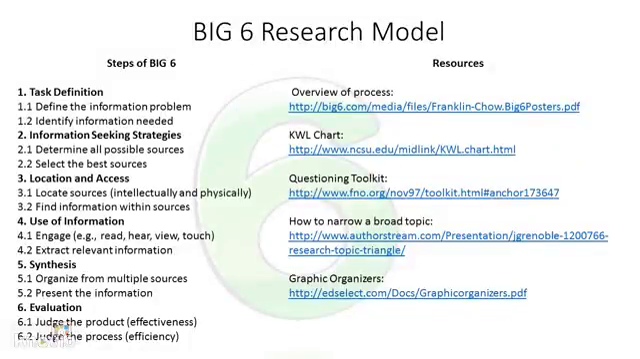Now that you have finished this online lesson, let's review. You should be able to identify the 6 steps in the Big 6 research model. The first one is task definition. You should be able to define a problem and identify the information needed to solve that problem.